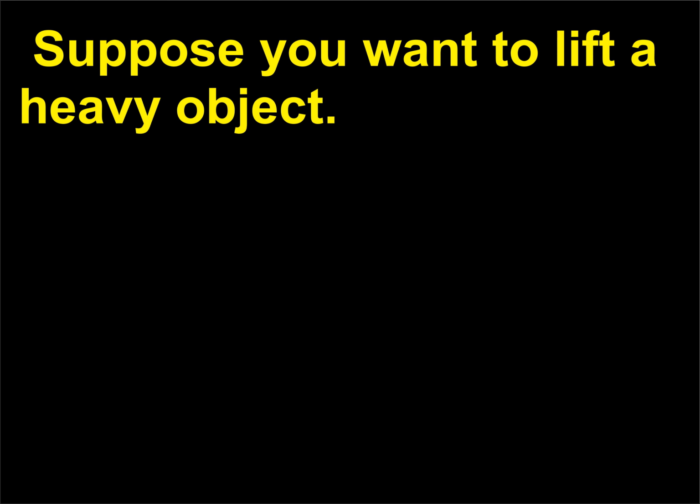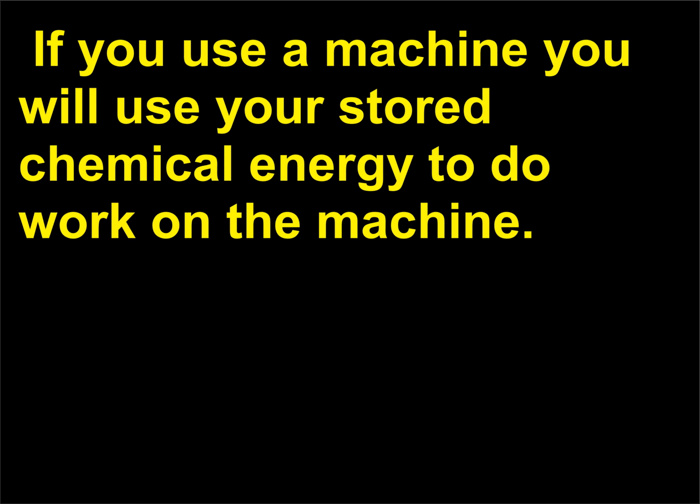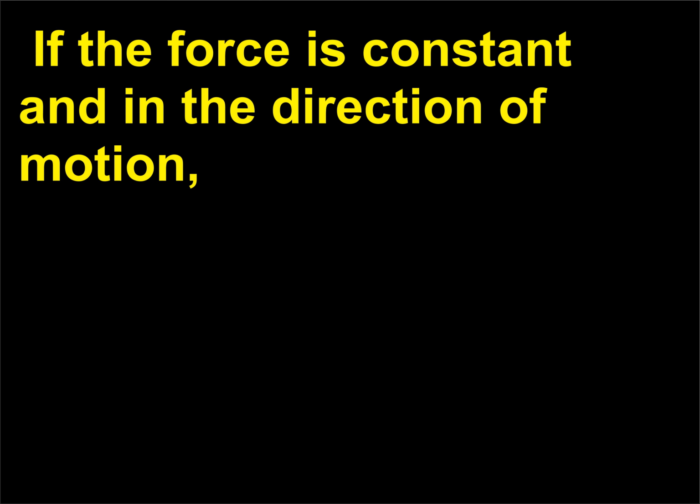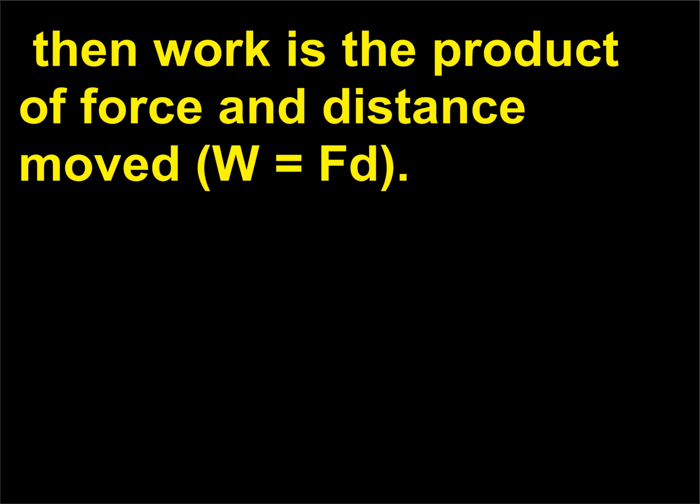Suppose you want to lift a heavy object. If you use a machine, you will use your stored chemical energy to do work on the machine. The machine, in turn, does work on the object, which increases its energy. If the force is constant and in the direction of motion, then work is the product of force and distance moved, W equals Fd.